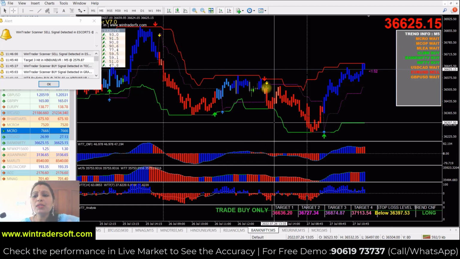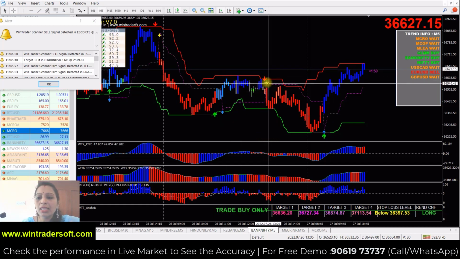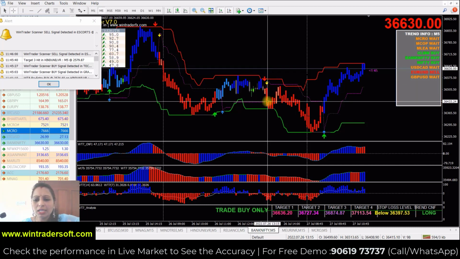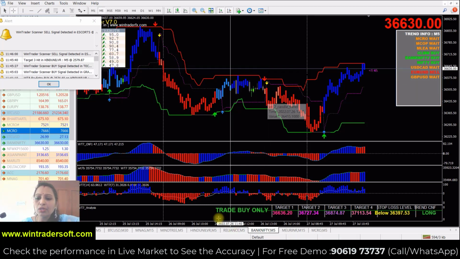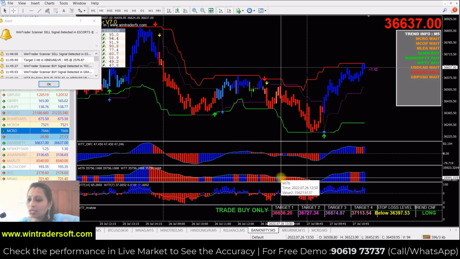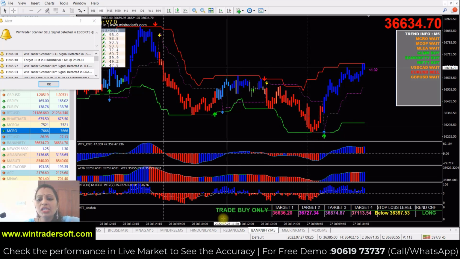Same vice versa: if it is the correct sell area, the candle should be formed below that purple line. If it is the correct sell area, then automatically the software will show here "trade sell only." So it's very simple, there is no confusion. First you have to wait for the arrow. If it is a buy arrow, then the first confirmation is trade buy only. It will show here like trade buy only.